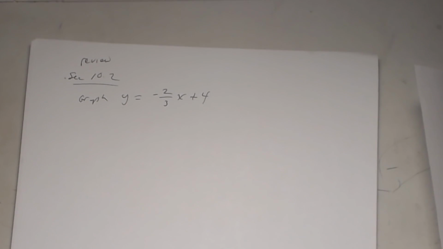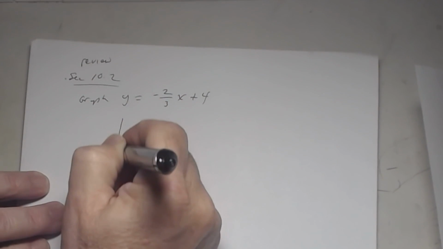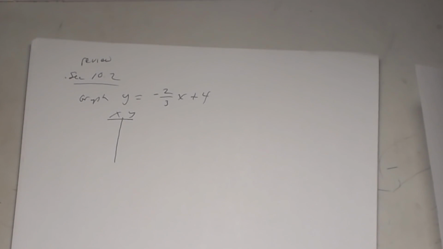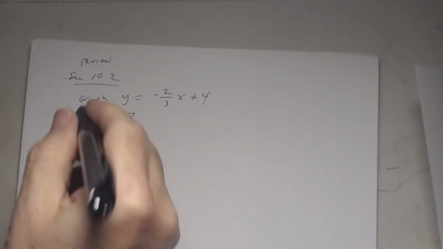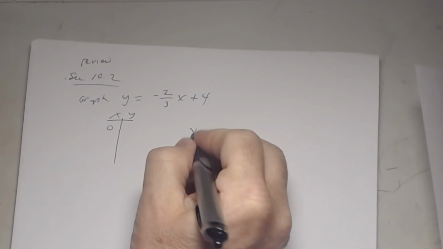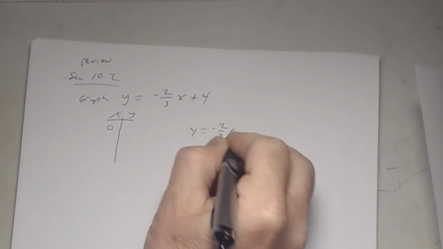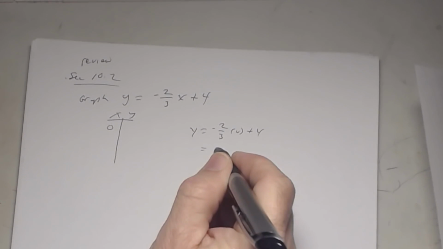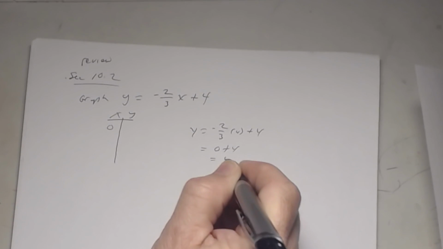So you use a t-table. And remember, one of the numbers you want to use is 0. 0 makes things a lot easier. That's a good number to use. So if x is 0, I get y equals negative 2/3 times 0 plus 4. And what's negative 2/3 times 0? And 0 plus 4 is 4.